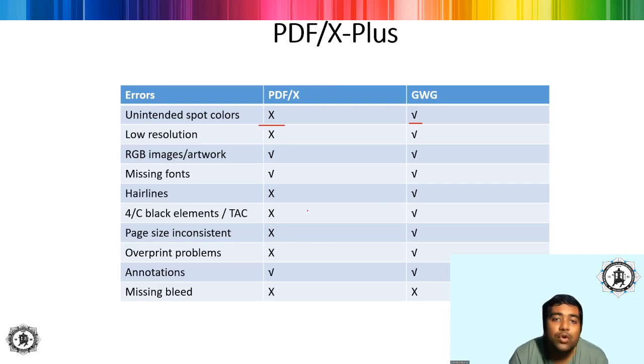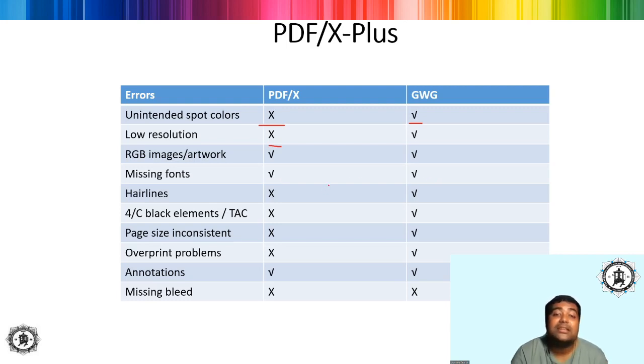Now, low resolution. If you're using a low resolution image in PDF/X, it will not be the cause of any error during pre-flighting. But for GWG, yes, this will be checked, and if it is found to be below a certain resolution, it will be flagged as an error. RGB images will be detected both by PDF/X and GWG. Missing fonts will be detected both by PDF/X and GWG.